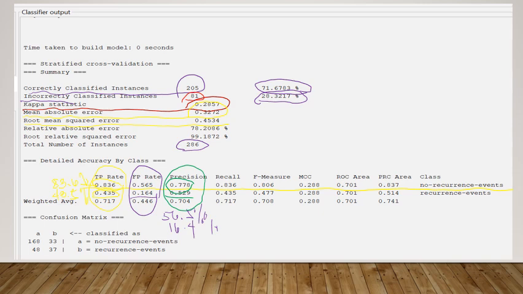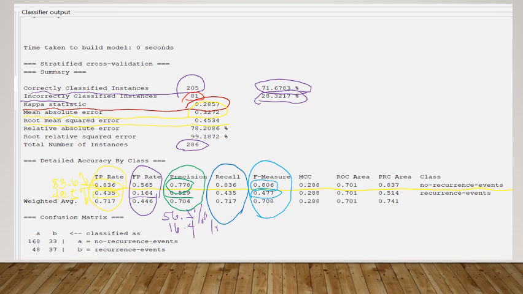And then for recall, we also have our recall here beside the precision. This metric is the same as the TP rate and measures the model's ability to identify all actual positive instances for each class. And then we also have the F measure beside our recall, or the F1 score. For the no recurrence event, we have 80.6%. This is the harmonic mean of precision and recall, combining both measures into a single metric for each class. And then we have here the 0.477. A lower F measure for the recurrence events class indicates weaker performance for this class compared to no recurrence events.